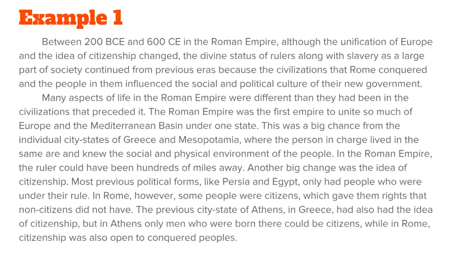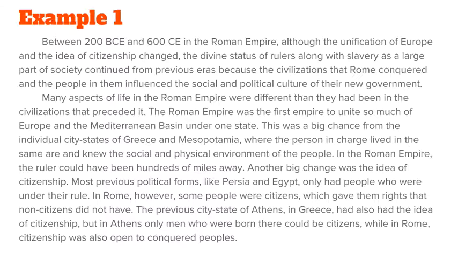Another big change was the idea of citizenship. Most previous political forms, like Persia and Egypt, only had people who were under their rule. In Rome, however, some people were citizens, which gave them rights that non-citizens did not have. The previous city-state of Athens in Greece also had the idea of citizenship, but in Athens, only men who were born there could be citizens, while in Rome, citizenship was also open to conquered peoples. Go ahead and pause the video now and do your highlighting or jot down your key phrases that would go with each color.